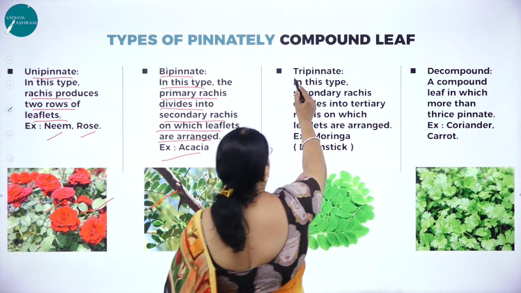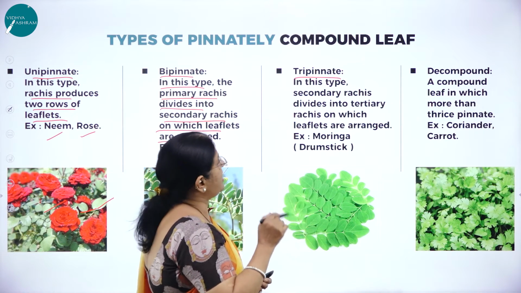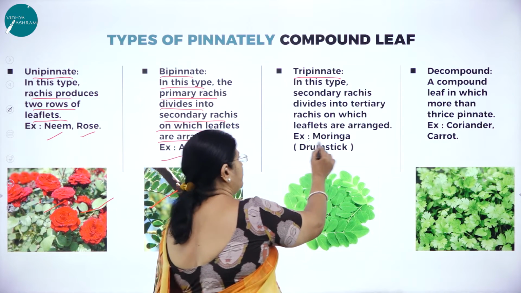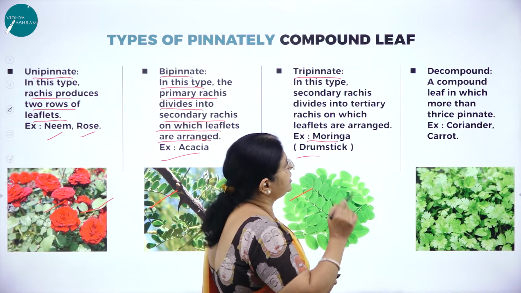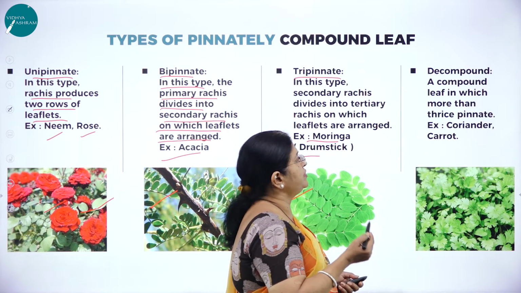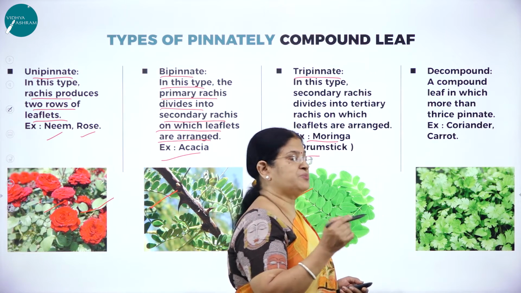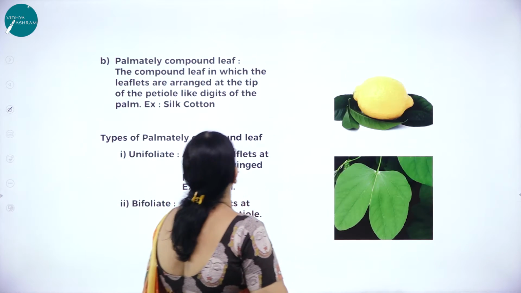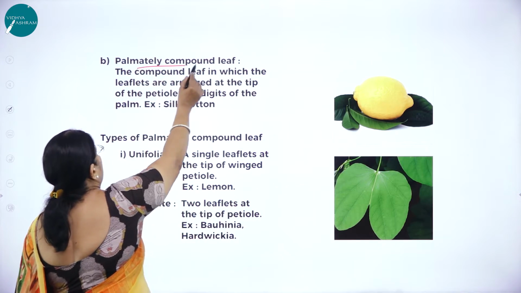Then in tripinnate, in this type, secondary rachis divides into tertiary rachis on which the leaflets are arranged. Example moringa, that is drumstick. And decompound, where you find the leaf is more than thrice pinnate. Example coriander and carrot. Moving on to the palmately compound.